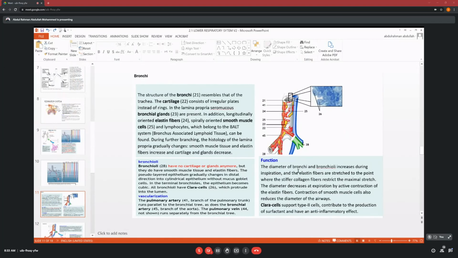Yes, we know that. Here they're talking about the cell we mentioned, the contributing information of surfactant: pneumocyte type 2, surfactant, and anti-inflammatory effect.